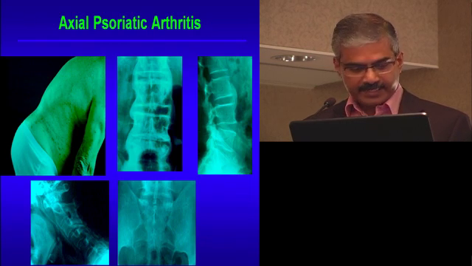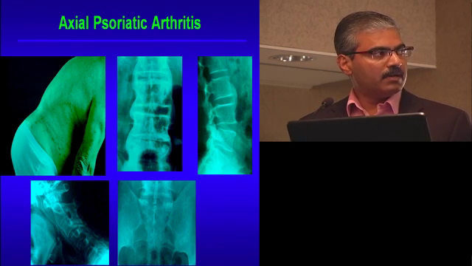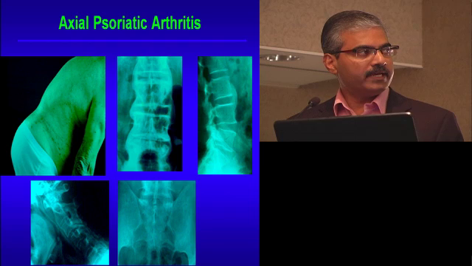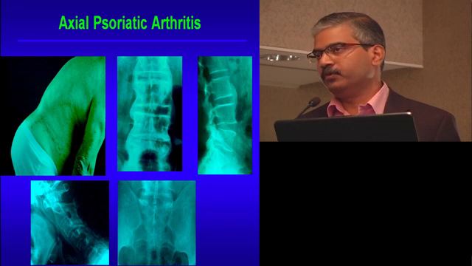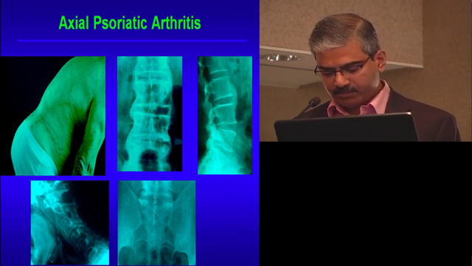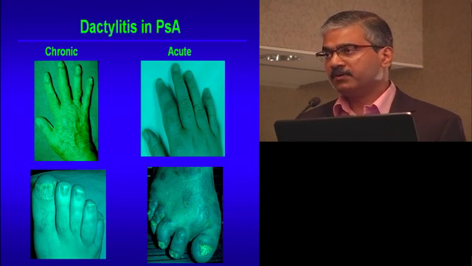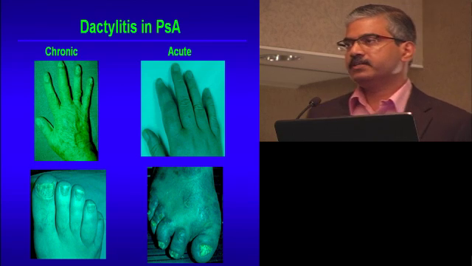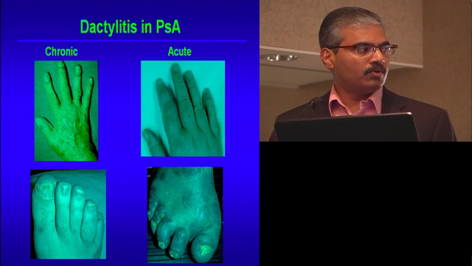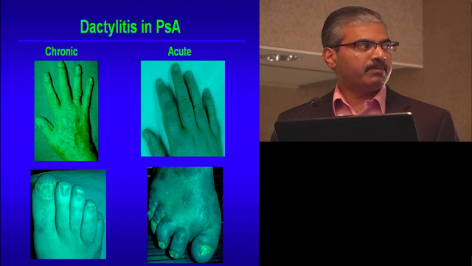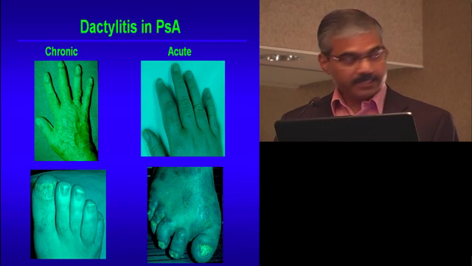You can affect the spine, like I said. You can have bony bridging between the vertebrae. It leads to a fused spine, fused SI joints, and also a fused neck, which is very similar to ankylosing spondylitis. Some other features which are more common in psoriatic arthritis is dactylitis, which is a swollen finger or toe. It can be just swollen without much pain, or it can be swollen and painful. That's what is called an acute dactylitis.